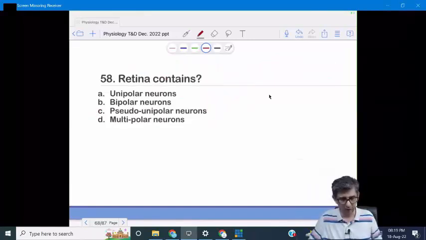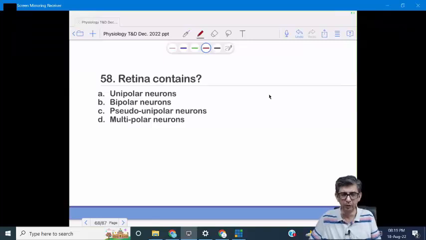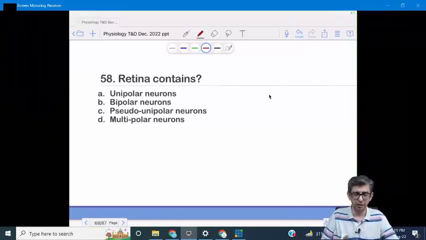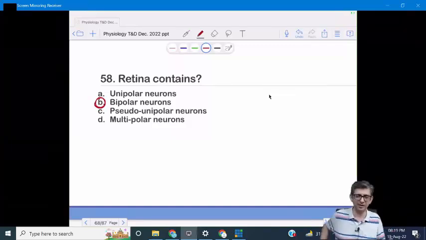Coming to 58, it's a repeat question. Standard lines asked always. Bipolar neurons. Yep. Bipolar neurons would be present in the retina. This we simply memorize directly. I think we know this from our biology days only. We don't know what neurons are from biology days, but bipolar neurons are found in the retina.